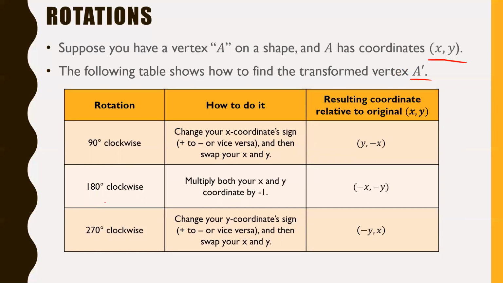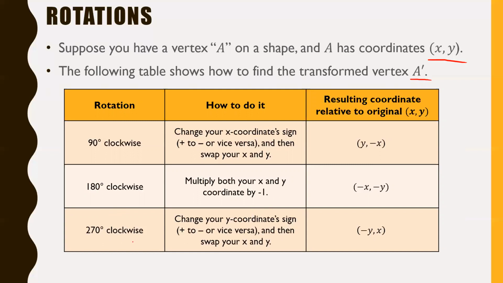Next one, a 180-degree clockwise rotation. This is the easiest one of the bunch. All you have to do is multiply both your x and y coordinates by -1. So in other words, if they're positive, make them negative. If they were negative, make them positive. If one was positive and one was negative, make the positive one negative and the negative one positive. Okay, you just switch it around.